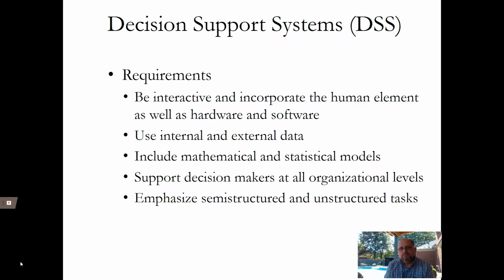So the requirements behind a decision support system, as I mentioned before, are that they have to be interactive. They have to incorporate the human element and the hardware and software components. They can use both internal and external data. Probably the better ones take into account both your company data as well as the external data from the environment in which you're situated. It has the model. It has to support decision makers across different levels, and it does emphasize more semi-structured and unstructured decision making.